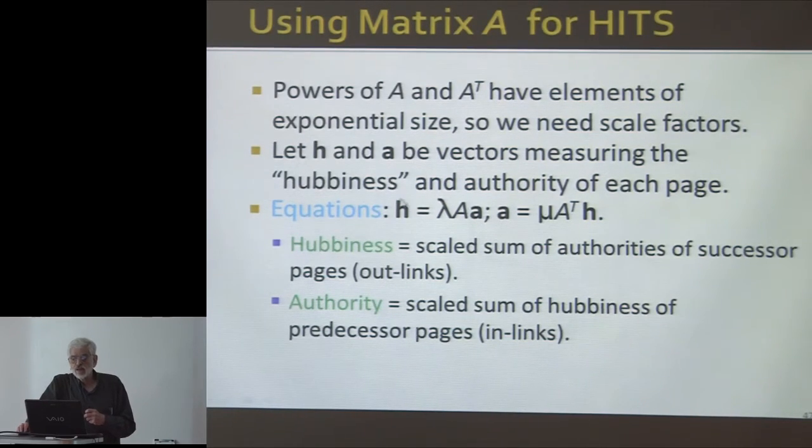But then I have to add the scale factor lambda. I don't know what it is, but it'll be some small fraction, like a 15th. And similarly, the authority of a page will be some scale factor mu times the transpose of the matrix A multiplying the hubbiness vector. Okay, so these are your equations. And you've got to solve for H and A.